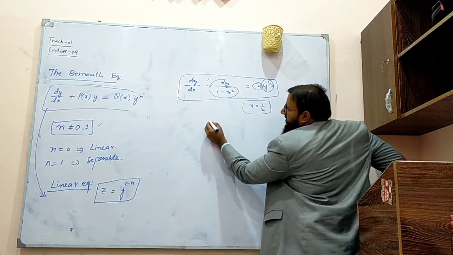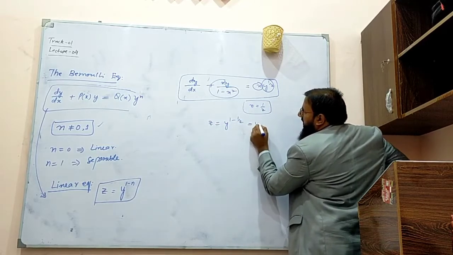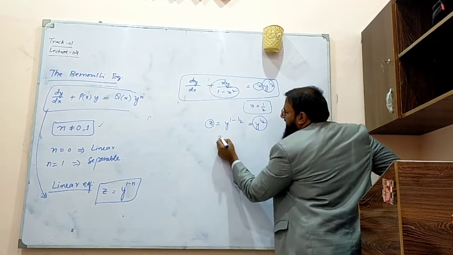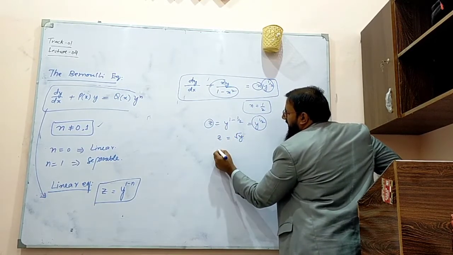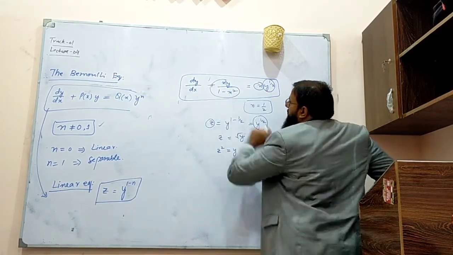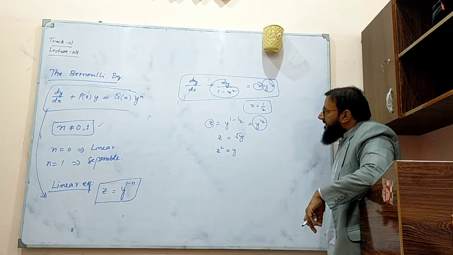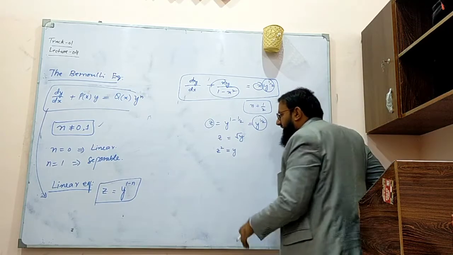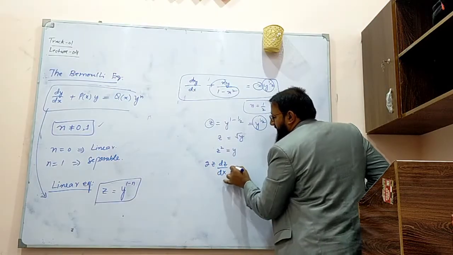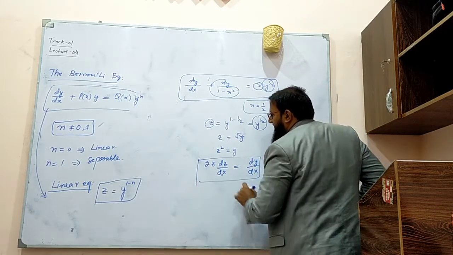The transformation that we should do is y power 1 minus n, where n is 1 half, so y power positive half. So this is our transformation. It means z is equal to square root of y, or z square is equal to y. We put all these things over here, and we also evaluate dy by dx. How to do that? Multiply with the derivative. The derivative is 2z dz by dx, which equals dy by dx.